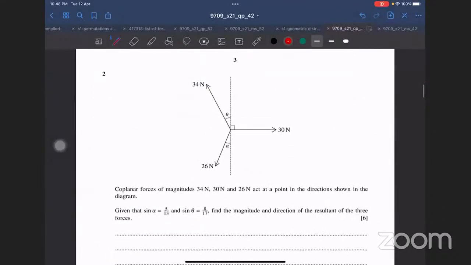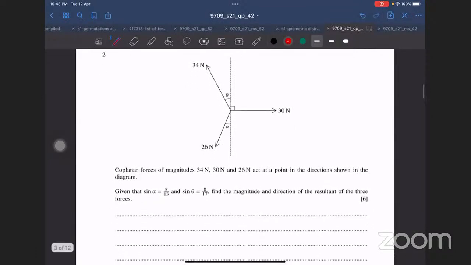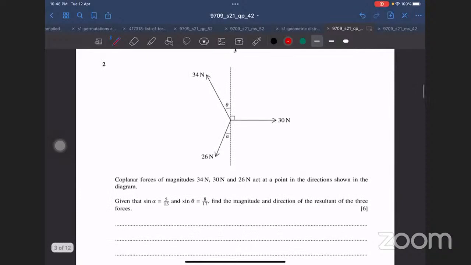The next question is about coplanar forces. It says coplanar forces of 34, 30, and 26 newtons act at a point in the directions shown, given that sine alpha is equal to 5 over 13. So my first task should be to calculate cos alpha because that is also something that I'm going to use. That is going to be 12 over 13.